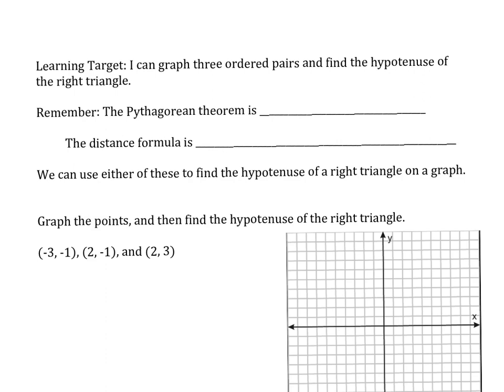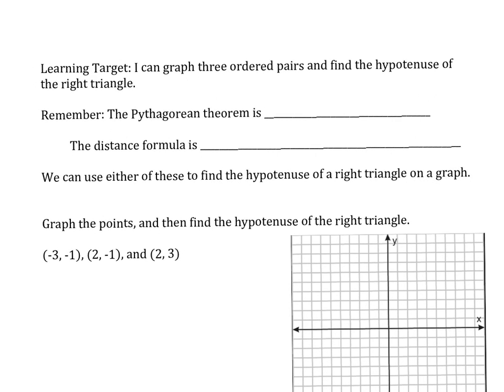So let's remember that the Pythagorean theorem is a squared plus b squared is equal to c squared, where we have a right triangle, and a and b are the legs of the right triangle, and c is the hypotenuse.